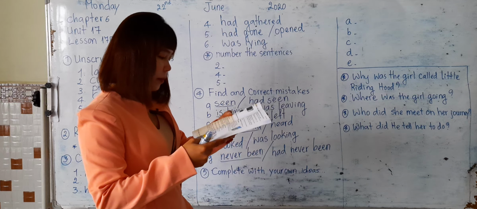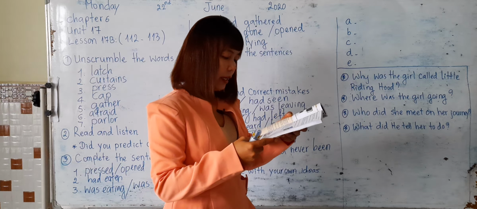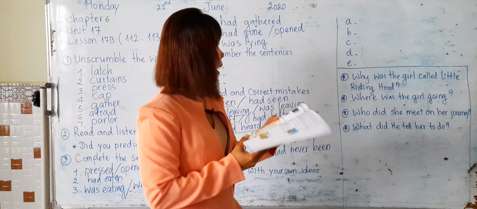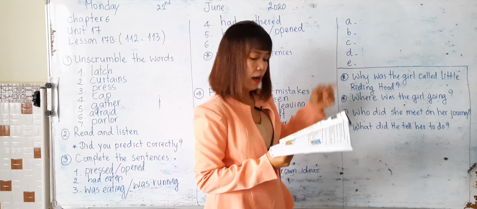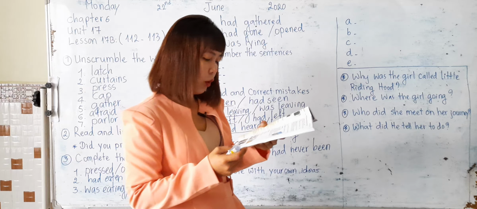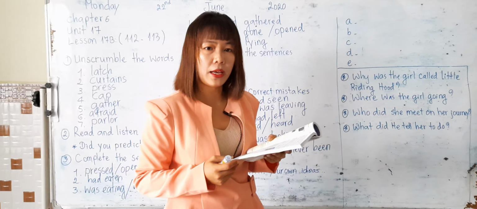Look at section 5. Complete with your own idea. We have the sentences A, B, C, D, and E. And then we have the pictures 1, 2, 3, 4, and 5.